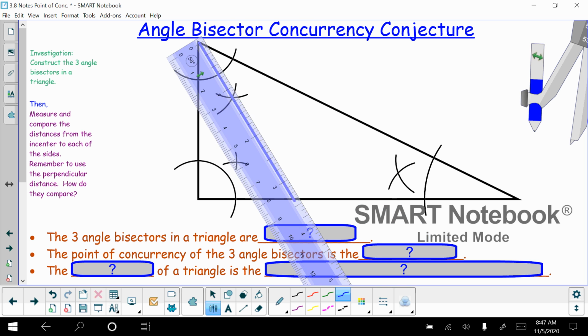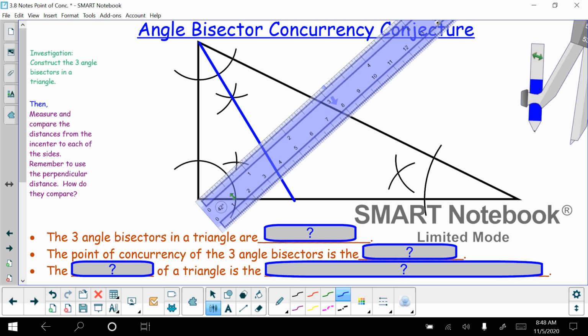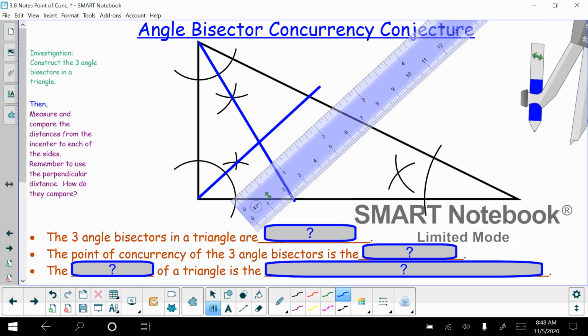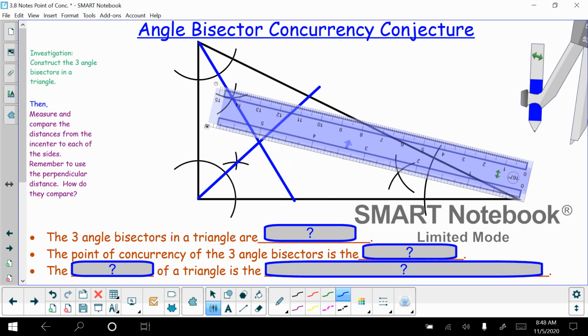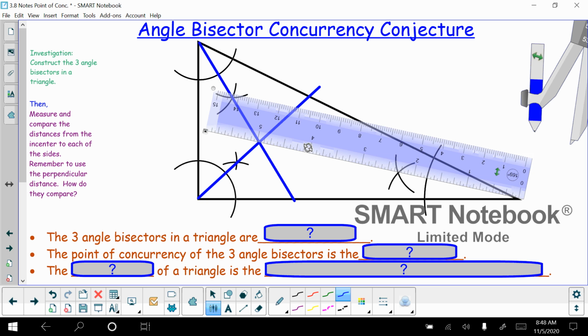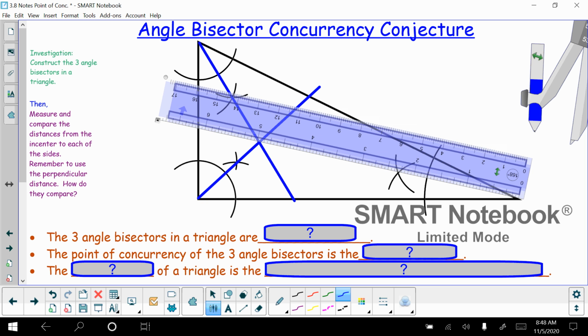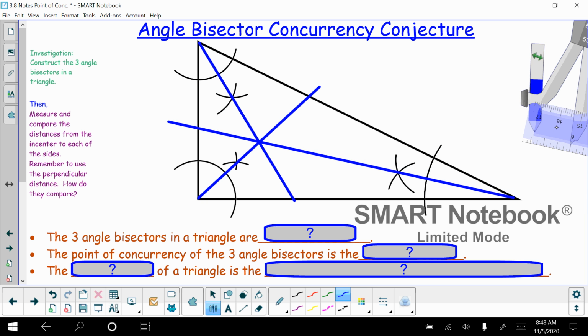Okay, so there's one. I'm going to draw all 3. 2, and 1 more. Make sure, again, you're perfectly at each angle. Okay, so did you draw all 3 angle bisectors? What do you know? Look at that. Get a highlighter or something and highlight how they all intersect at the same point.